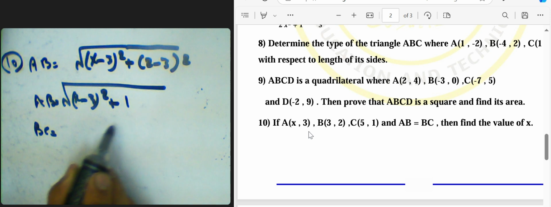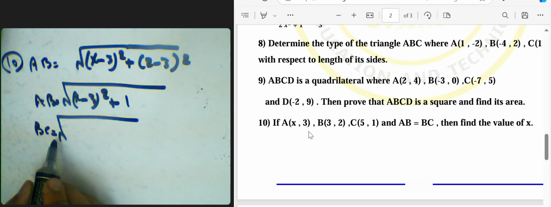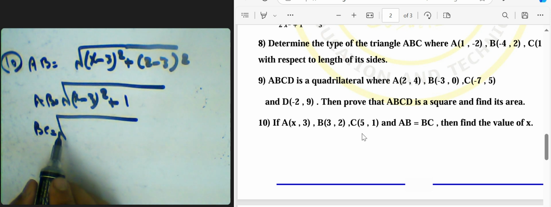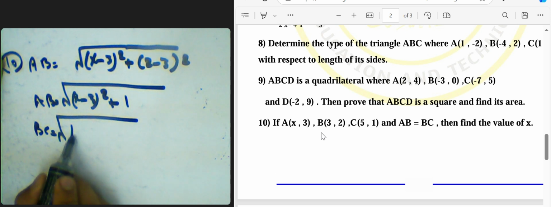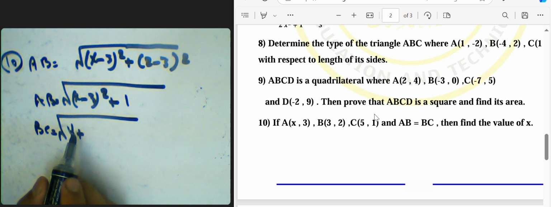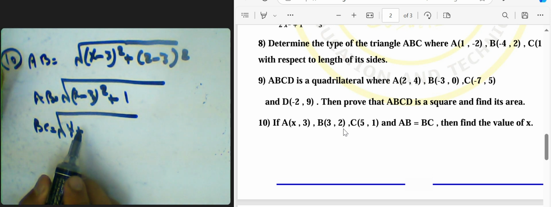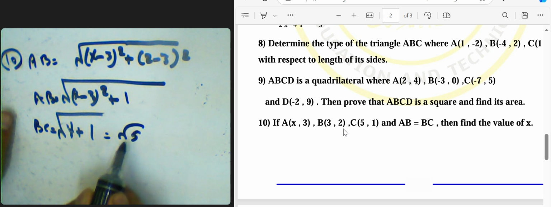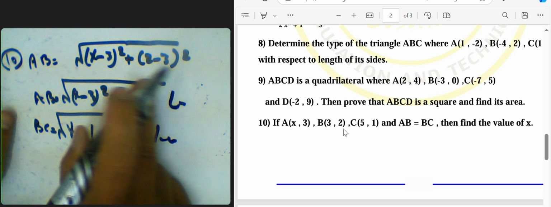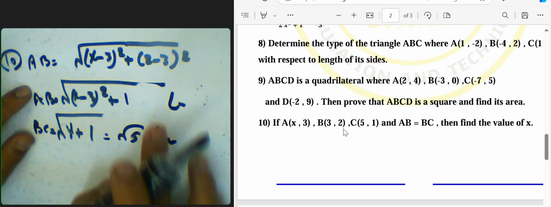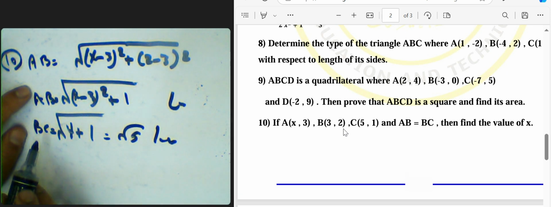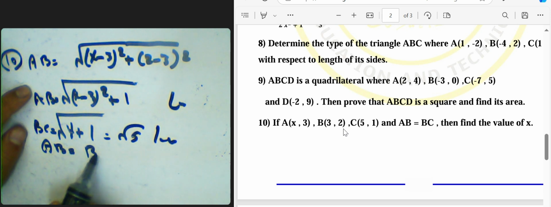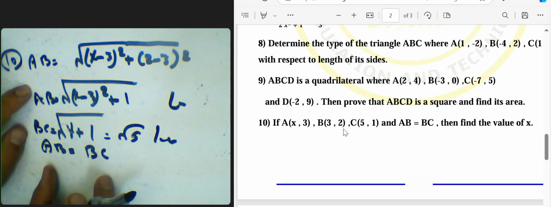We can write square root of B and C here. 5 minus 3, 2 power 2, 4. And 1 minus 2, negative 1 power 2, 1. So the result will be root 5 length unit. Then we can write equality between AB and BC. We have AB equal BC. He gives this information in the question.